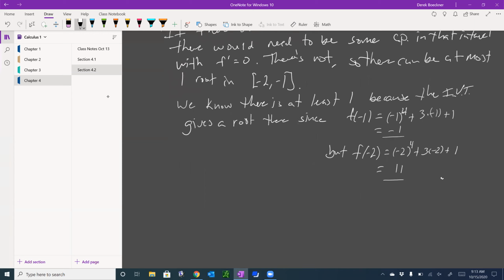Okay. Questions on that one? So we have exactly 1 because the derivative is never 0 in there, so you have exactly 1 root between -1 and -2.